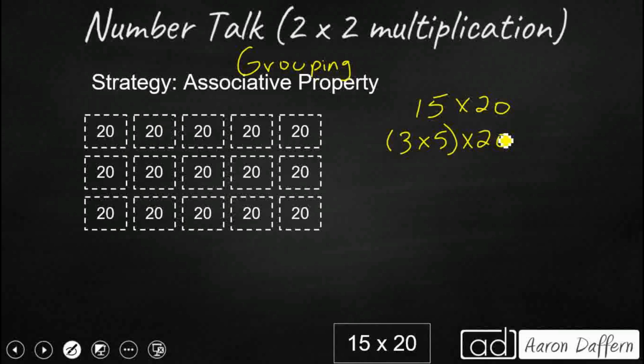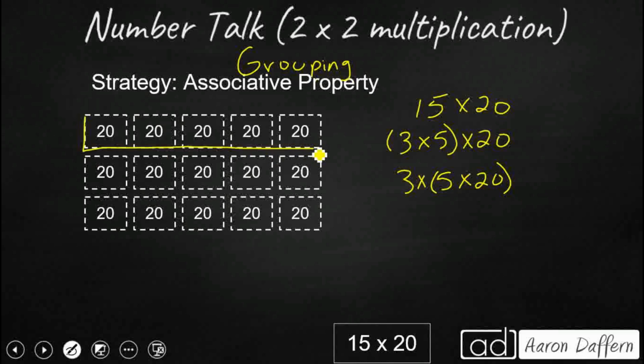And once you have at least three factors, you can use the associative property to group them in different ways. So right now I've got my 3 times 5 because that's what I did to get 15. So let me just shift these parentheses. I'm going to regroup them. Look at that, 5 times 20. Same three factors, still multiplied all together. I just want to look at my 5 times 20 first, and that's what I've got right here.